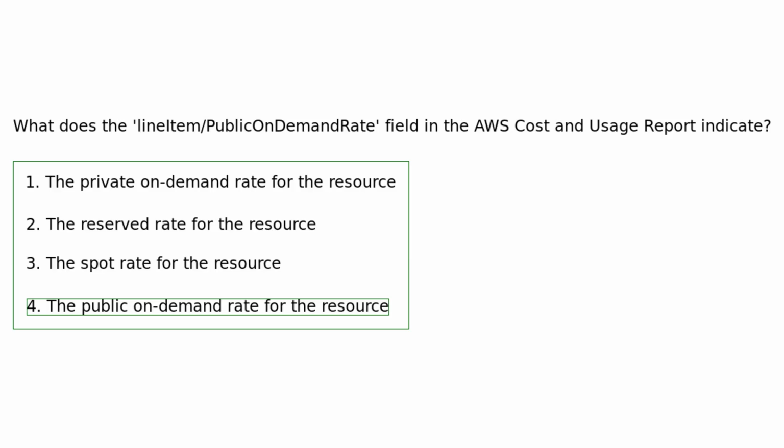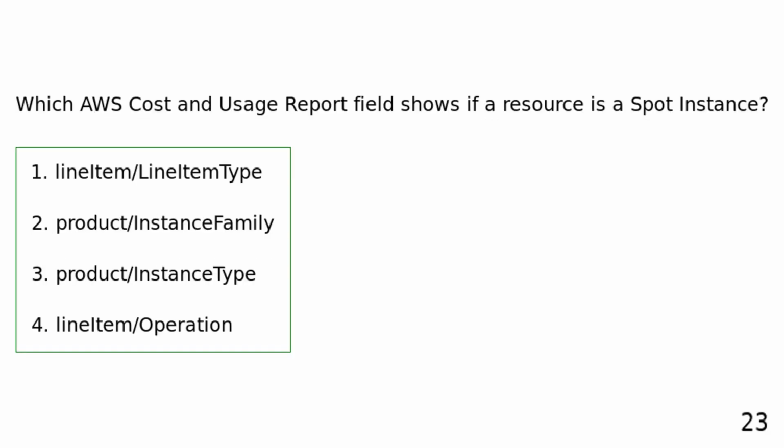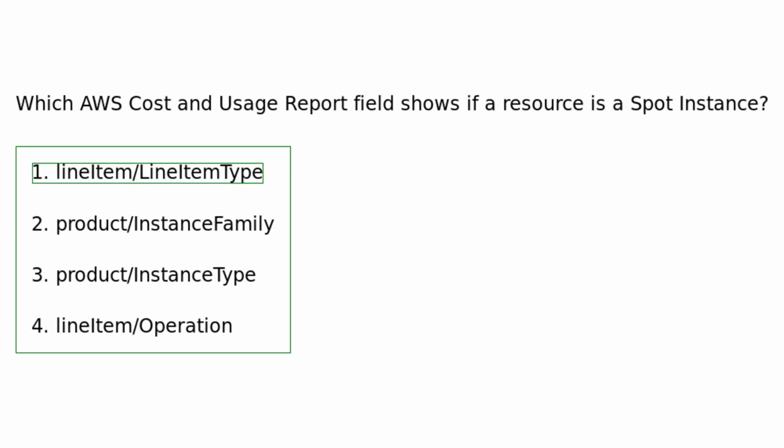Which AWS cost and usage report field shows if a resource is a spot instance? Line item/line item type. Product/instance family. Product/instance type. Line item/operation. The line item/line item type field will show spot if the resource is a spot instance, helping you identify where you're using this cost-saving pricing model.